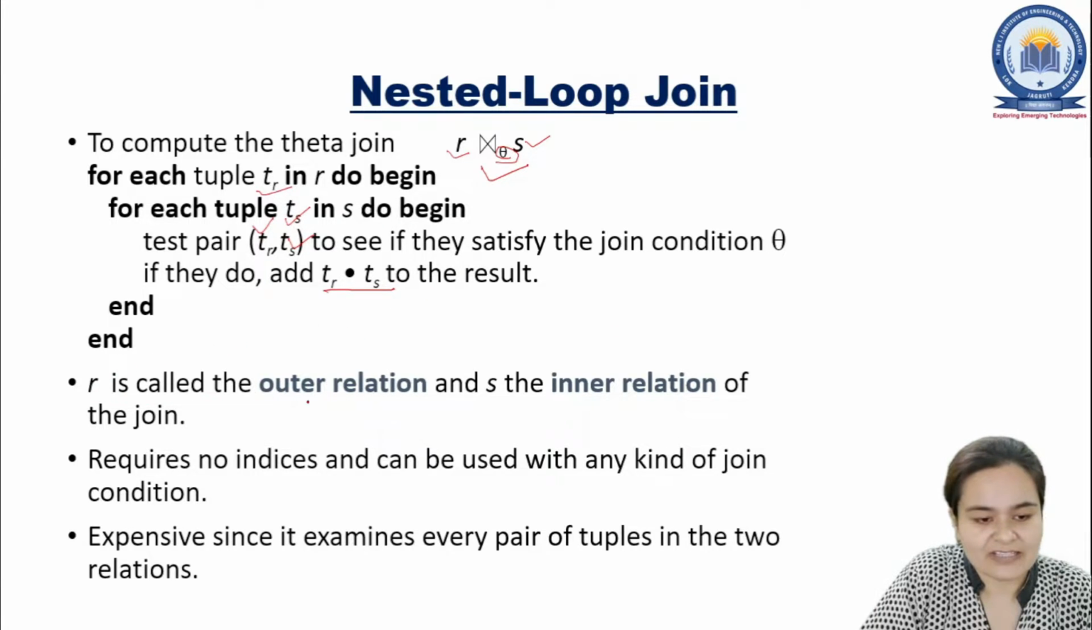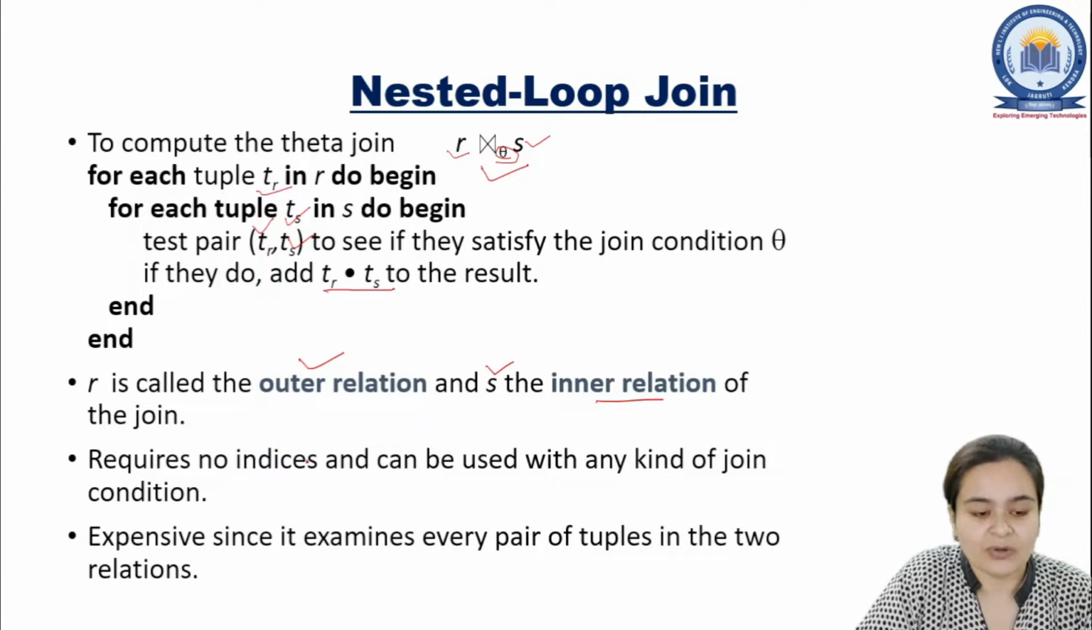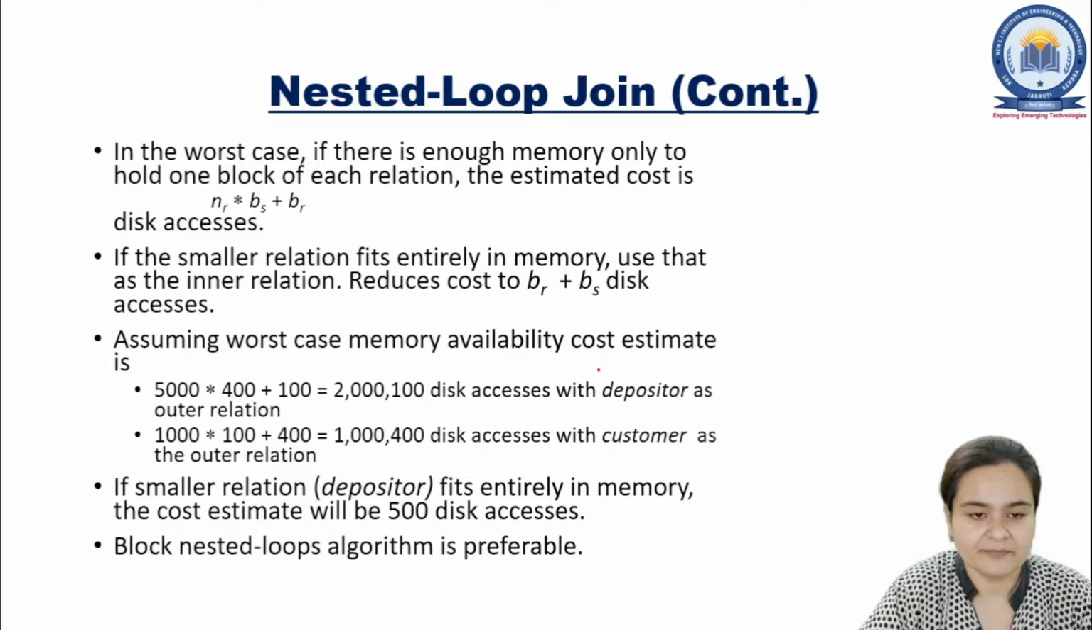R is called the outer relation because we start comparing each tuple of R with the other relation, and S is the inner relation of the join. What we require here is that we need not have any indices. It can be used with any kind of join condition, but it is expensive since we have to examine each pair of tuples from both the relations.